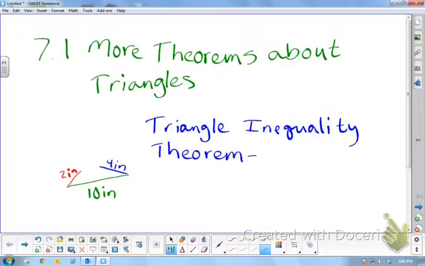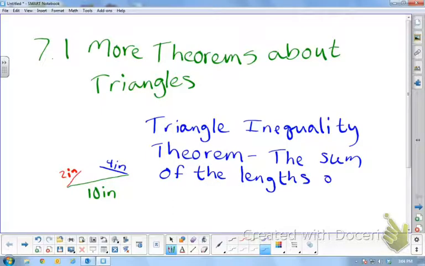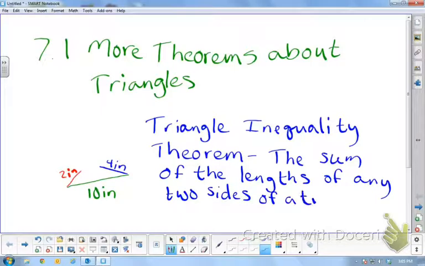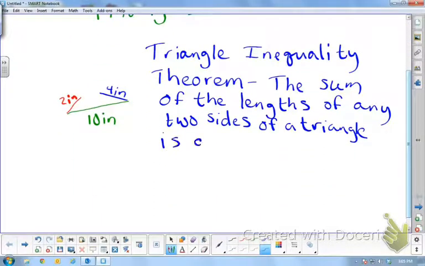The triangle inequality theorem states any two side lengths added together should be bigger than the third side. So a little more mathematically, the sum of the lengths of any two sides of a triangle is greater than the length of the third side.